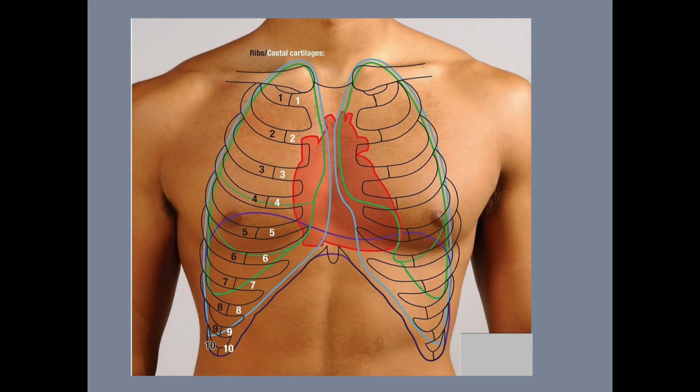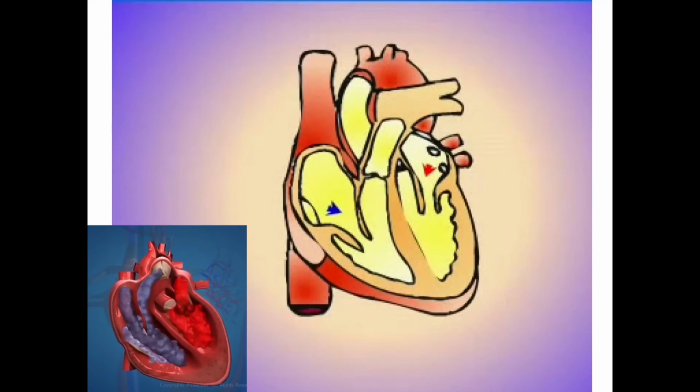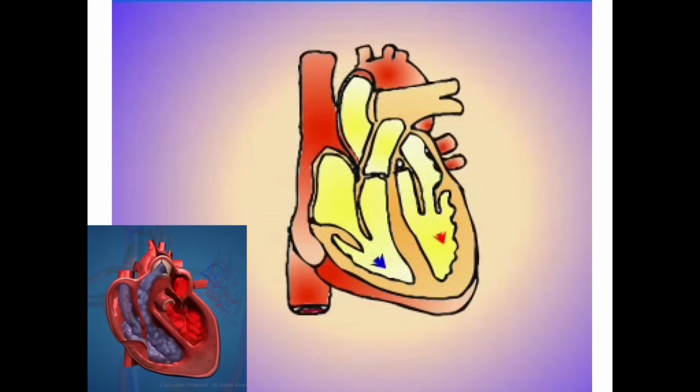The left border of the heart extends from the upper edge of the cartilage of the third left rib, starting at the midpoint of the distance between the left edge of the sternum and the left mid-clavicular line, and continues to the apex of the heart. In the atrium, blood flows from the veins: to the right from the vena cava, to the left from the pulmonary veins.